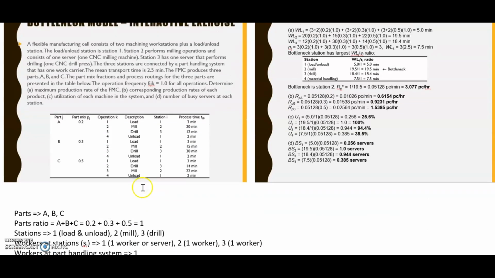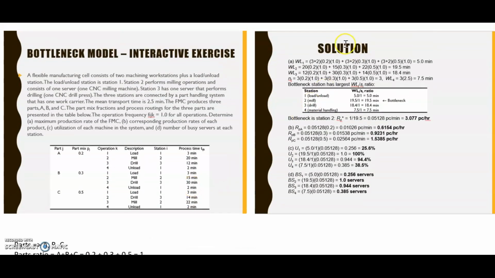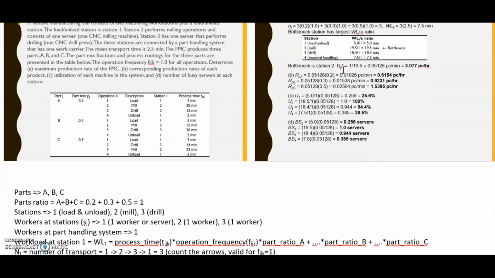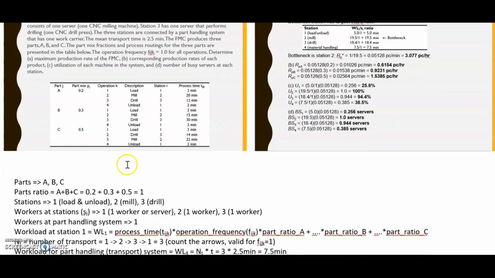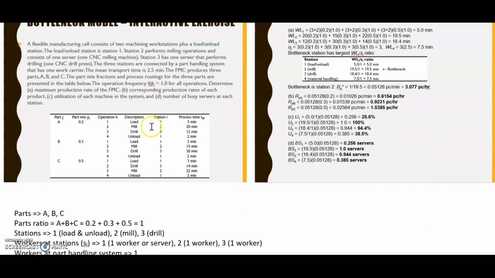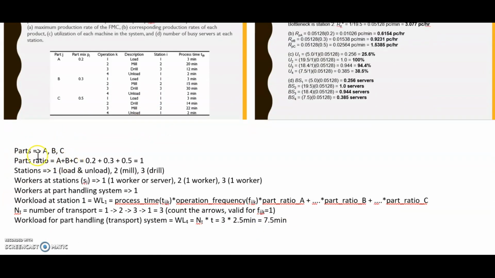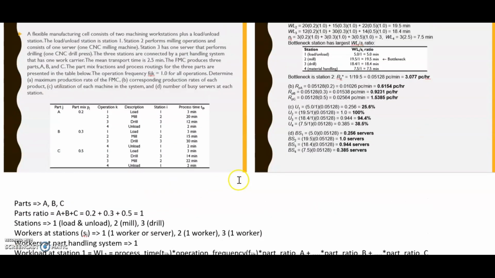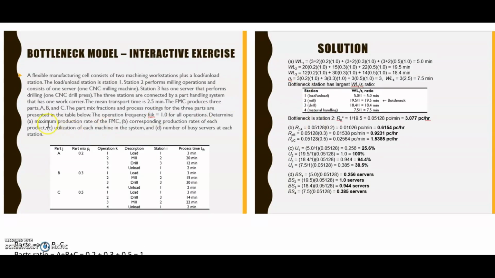And then we can start to solve the problems. In any question for this type of system, you need to identify the number of parts, the part ratio, the stations involved, and the number of workers. The first thing we need to find is the maximum production rate of the FMC. In order to find it, we need to calculate the workload for each station.